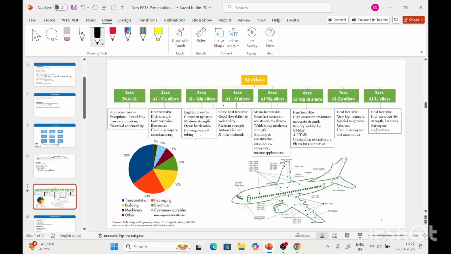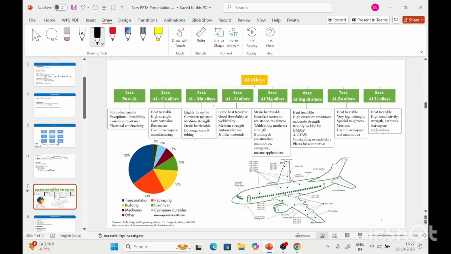Silicon improves the fluidity of the aluminum alloy, so that's why its weldability and flowability is very good. Then it is a medium strength alloy used in automotive and as filler material in welding. Then if we add magnesium as a major alloying element, that will form the 5XXX series alloy. These alloys are strain hardenable, have excellent corrosion resistance, high toughness, good weldability, moderate strength, and are used in building and construction, automotive, cryogenic, and marine applications.